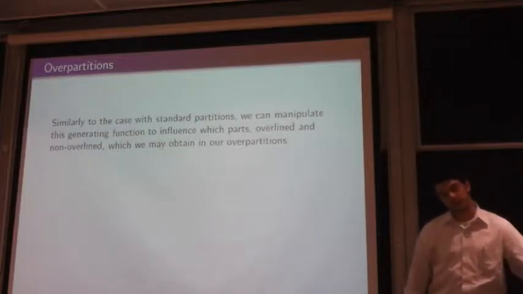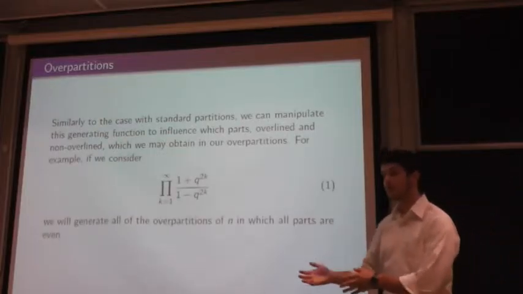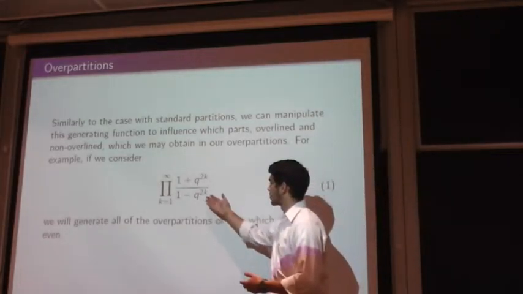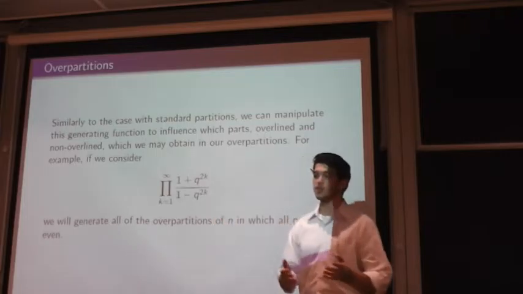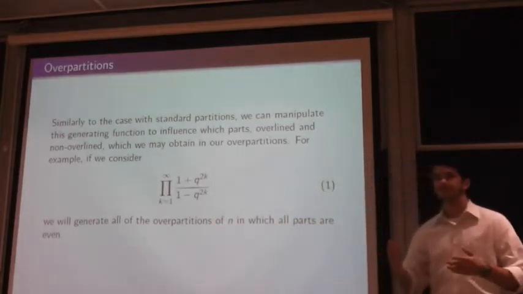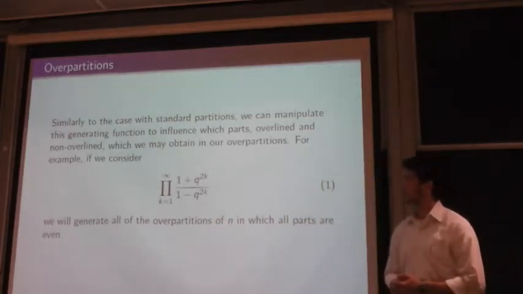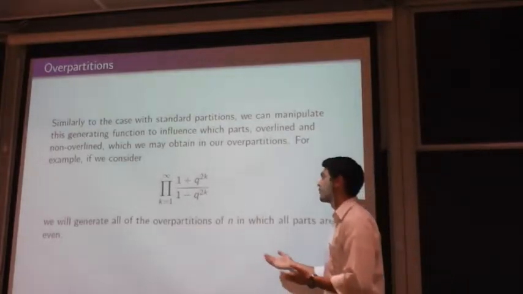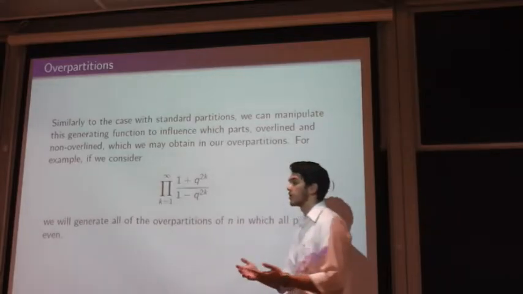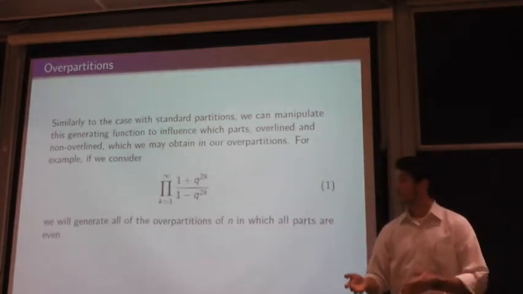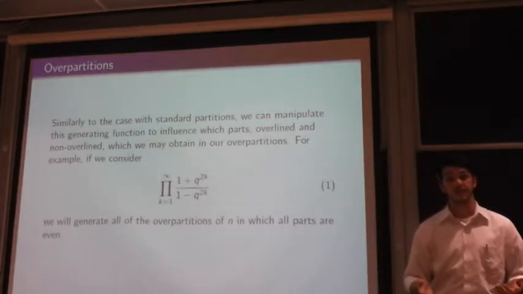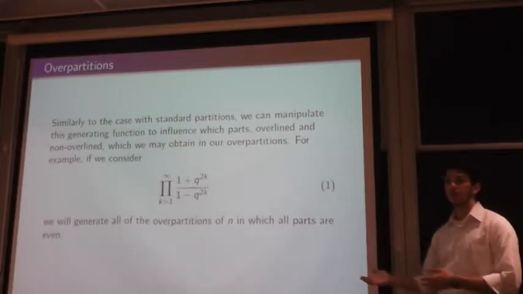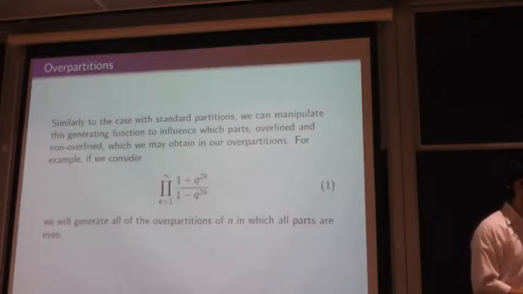So similarly to what we did with regular partitions, we can manipulate the form of the exponent to generate certain identities or certain restrictions on the parts, the characteristics of the parts in the partition. So in this case, for example, if we set both of the exponents equal to 2k, we generate all of the partitions of an integer n in which all the parts are even. And this is kind of a blasé example, but it might clarify how we can manipulate these exponents.